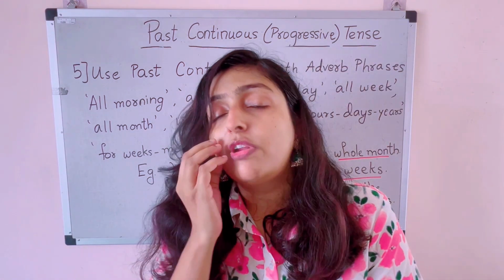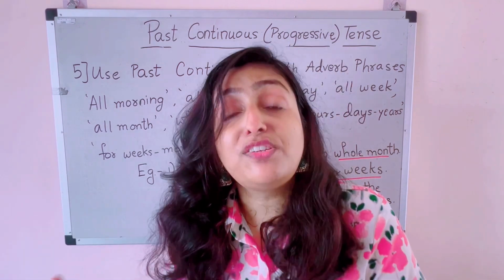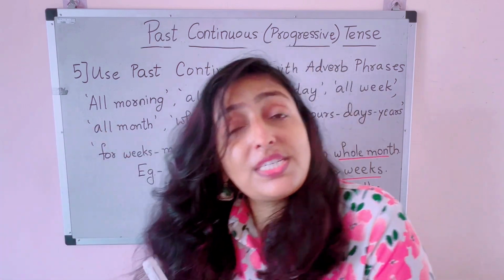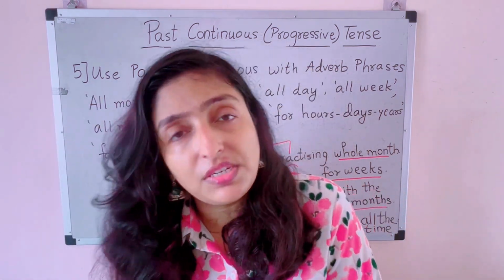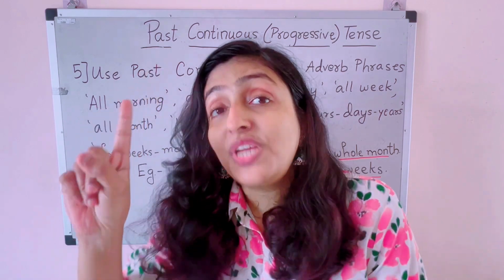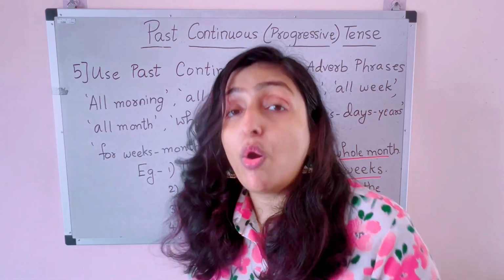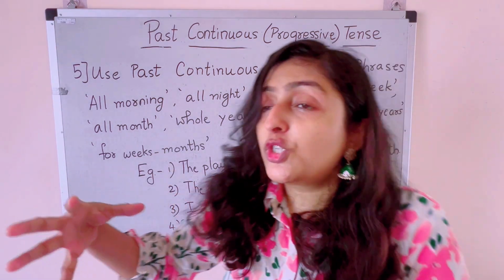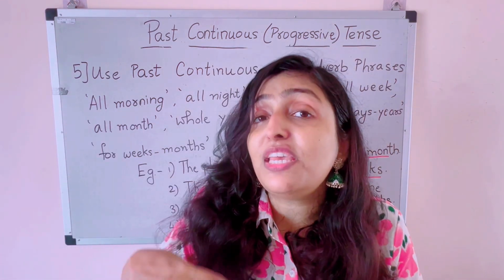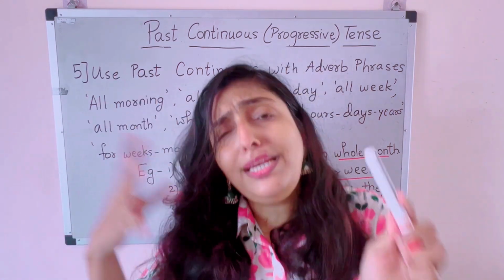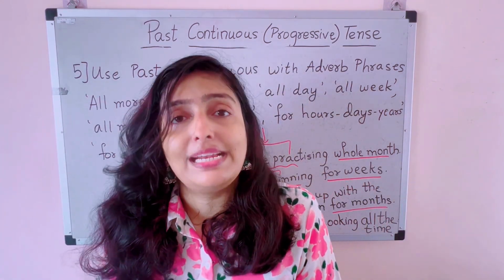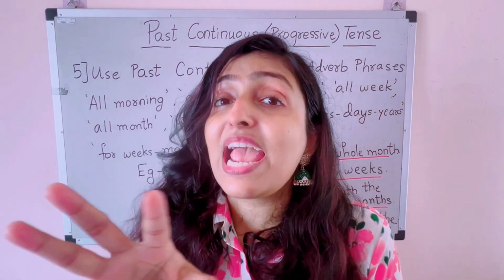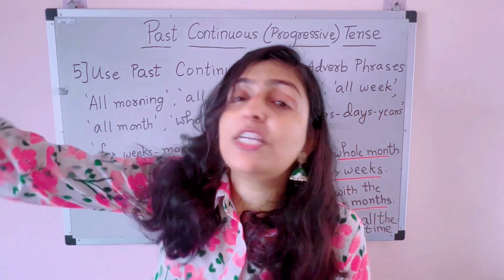Okay, so what has happened here is I lost my pet dog. I couldn't take it. I was broken hearted. It took a long time for me to come out of that depression. And during those days when I had lost my pet dog, I was trying to cope up with the situation for months. So the extent or gravity of my pain is shown only through past continuous tense. If I want to show the extent or the gravity of something, then I have to mention the duration.